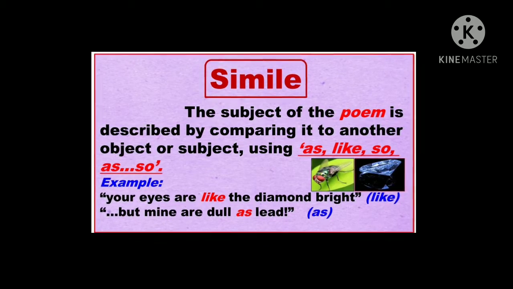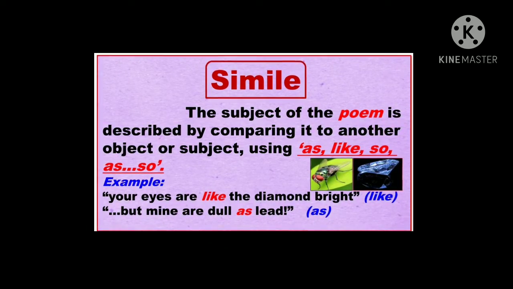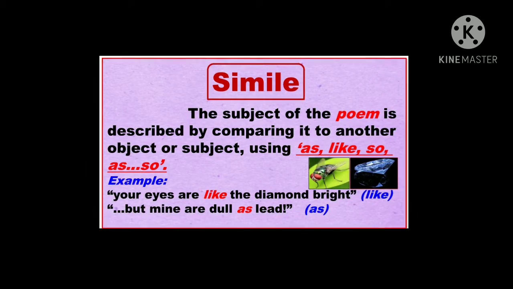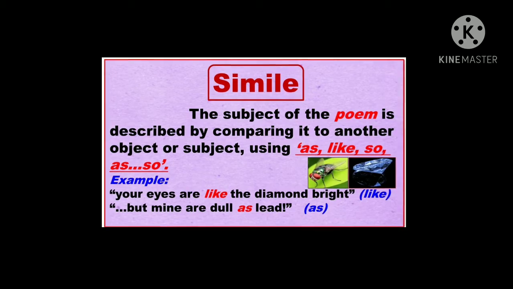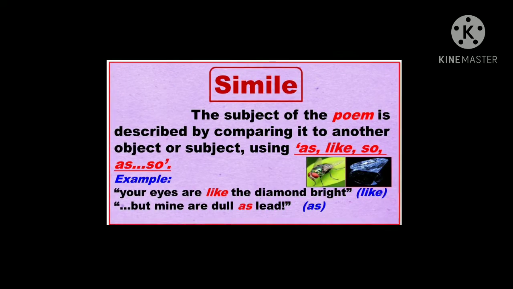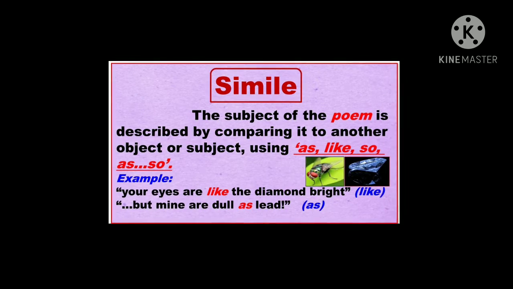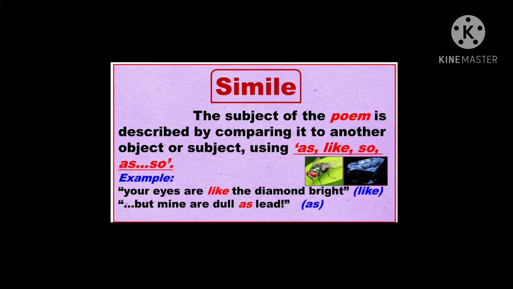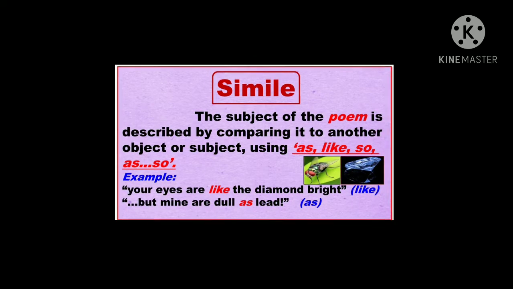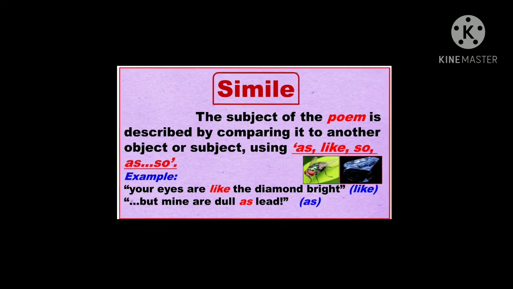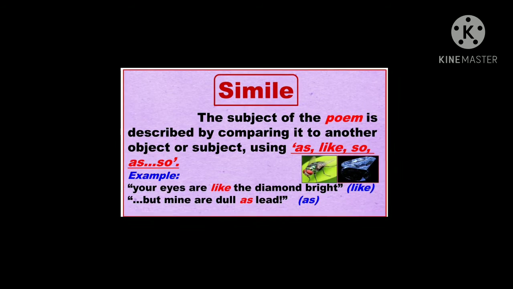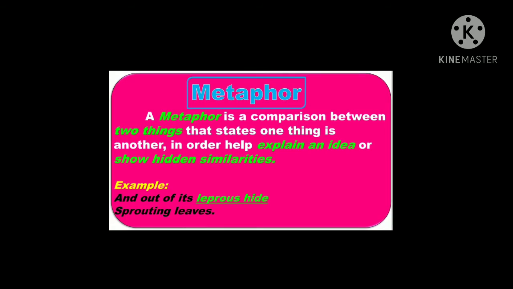Look at the example. Your eyes are like the diamond bright, but mine are dull as lead. Here, the eyes of the fly are compared with diamond using the word like. In the same way, the eyes of the spider are compared with lead using the word as. Get it? Yes.